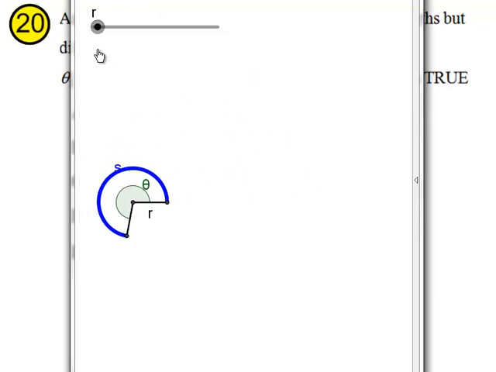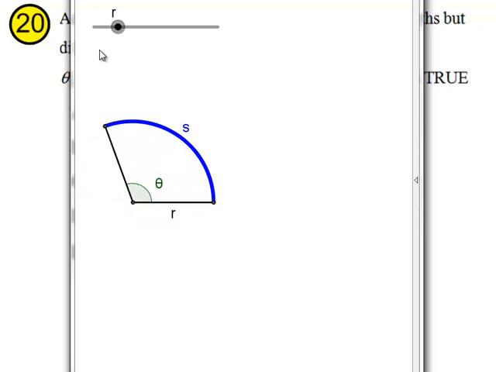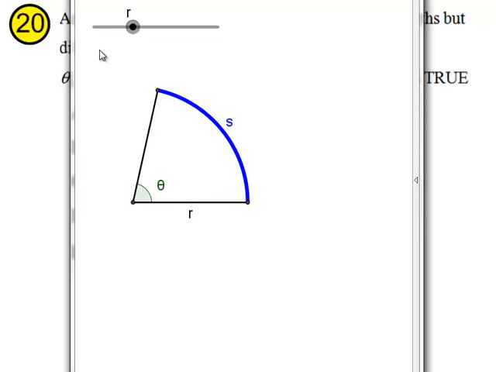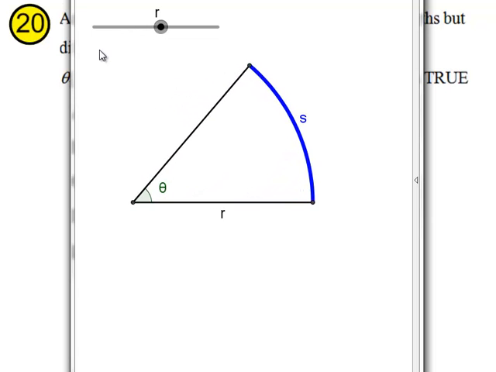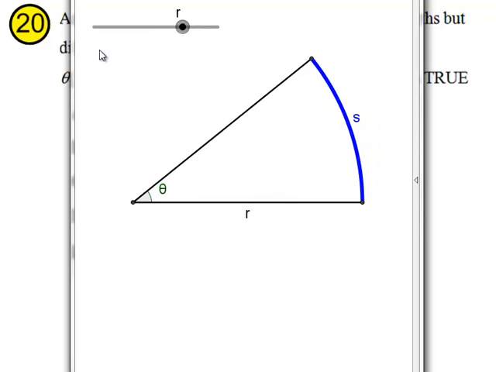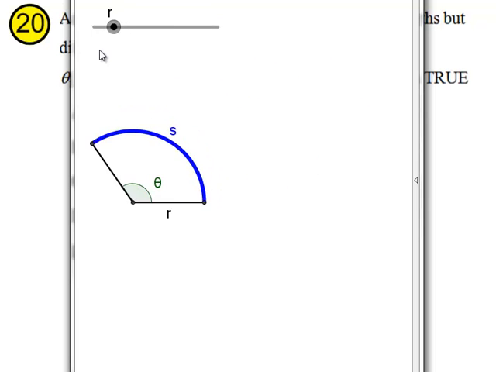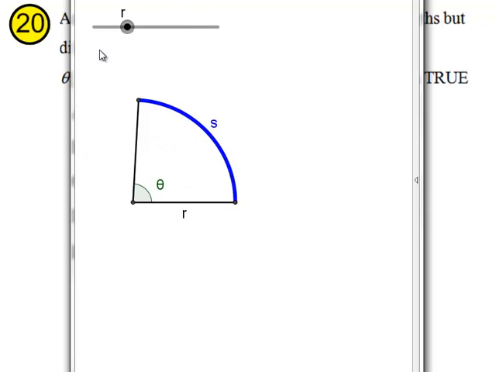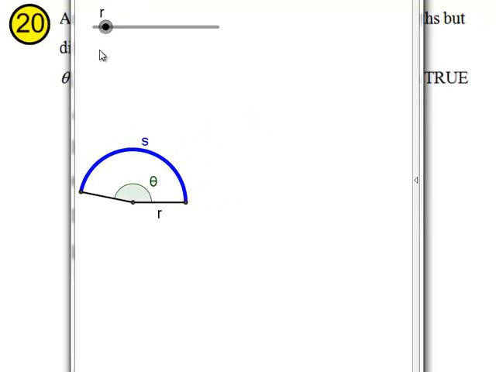But notice what happens as I'm varying R. Right now, I'm making the radius bigger. Notice that as the radius gets bigger, the theta has to get smaller in order to compensate and to keep the arc length a constant length. If I go in the reverse direction, if R is getting smaller, then the theta has to get bigger in order to compensate. So theta and R have what we would call an inverse relationship. One gets bigger, the other gets smaller.